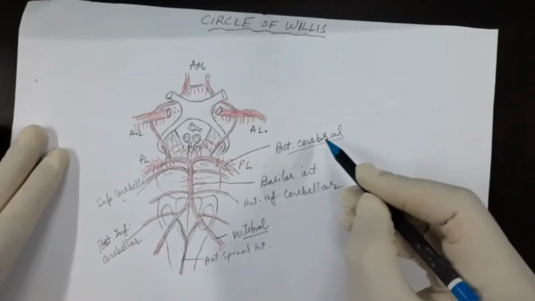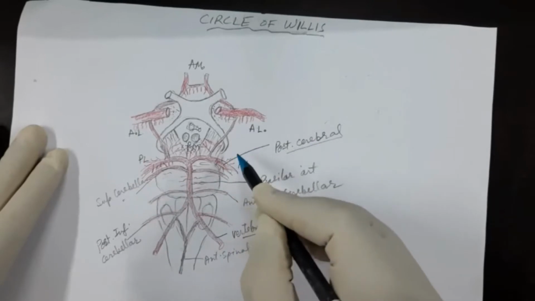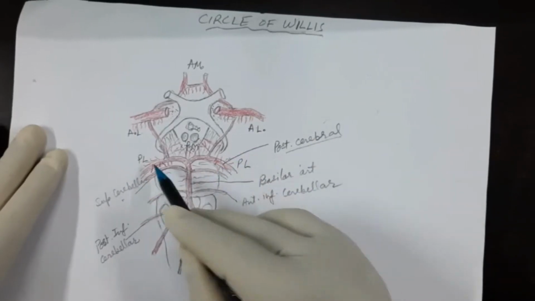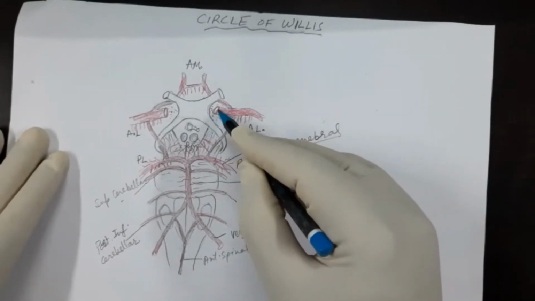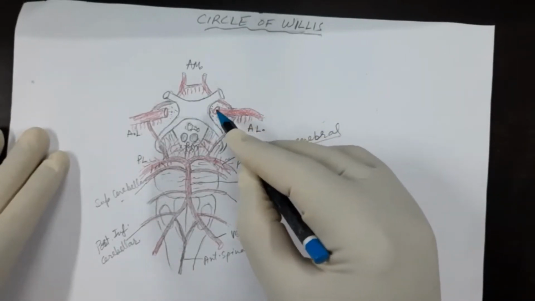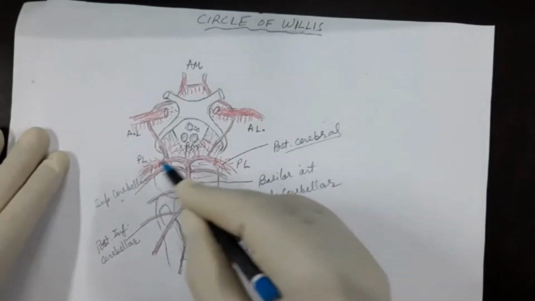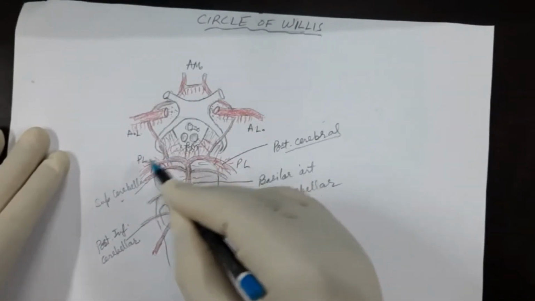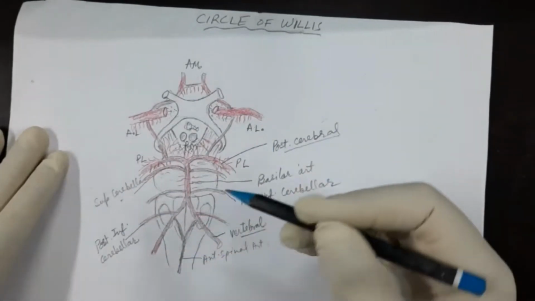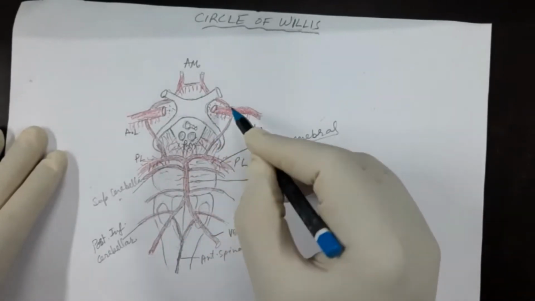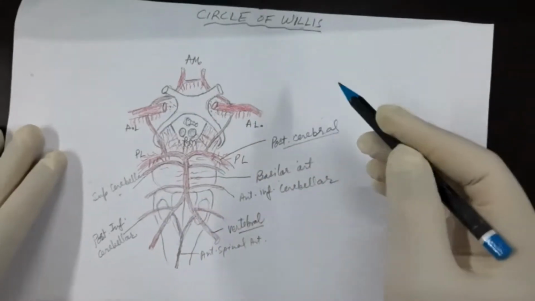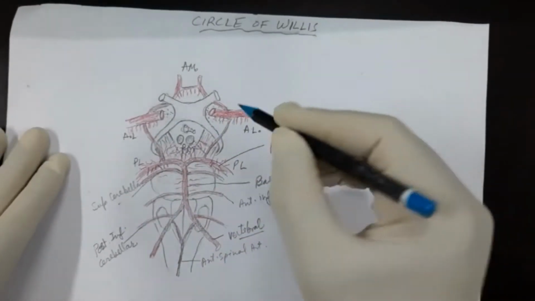Okay, so this is the posterior cerebral on the right side as well as on the left side. Then this artery is the internal carotid artery. That means here the branches of the vertebral arteries are over, because the brain is ultimately supplied by the right and left vertebral artery and the right and left carotid artery.